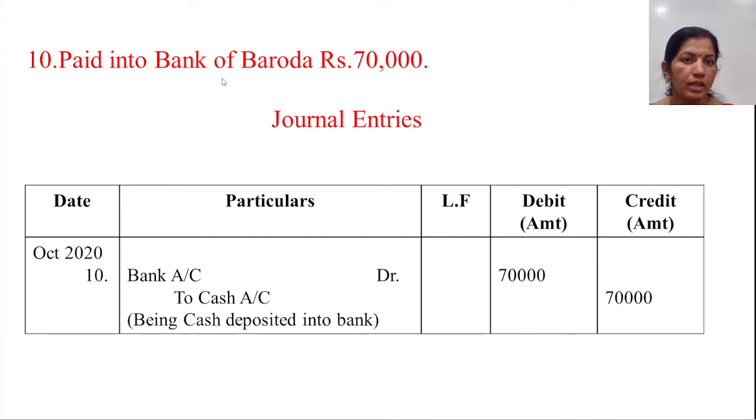And who is the receiver? Bank of Baroda is the receiver. See the transaction: paid into bank. Paid means cash goes out, and Bank of Baroda is the receiver. As this transaction involves two accounts, Bank of Baroda and cash. Bank of Baroda is the receiver and cash goes out. See the journal entry: debit the receiver and credit what goes out.